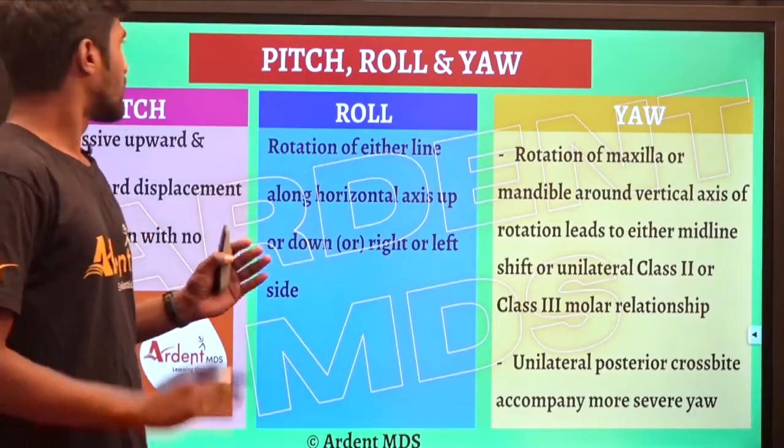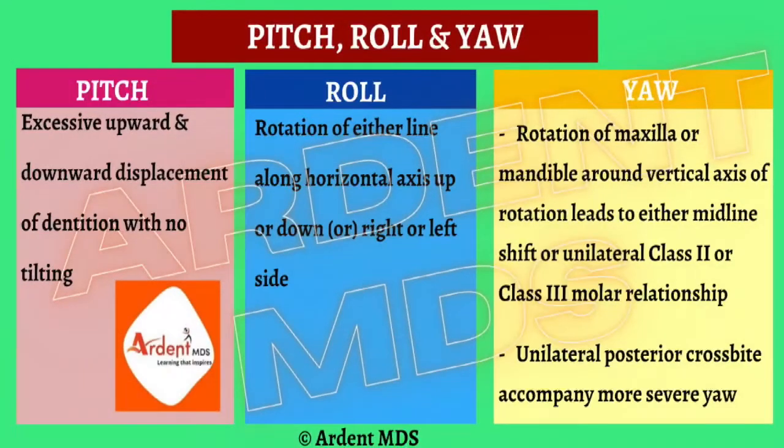Now we'll come to a special segment called Rnflash. Just kindly go through it once. Whatever we spoke about has been summarized in a single slide. We have three terminologies known as pitch, roll and yaw. So what is a pitch? Pitch is nothing but excessive upward and downward displacement of the dentition without tilting, or just the dentition goes up and down in a bodily manner. That is called pitch.